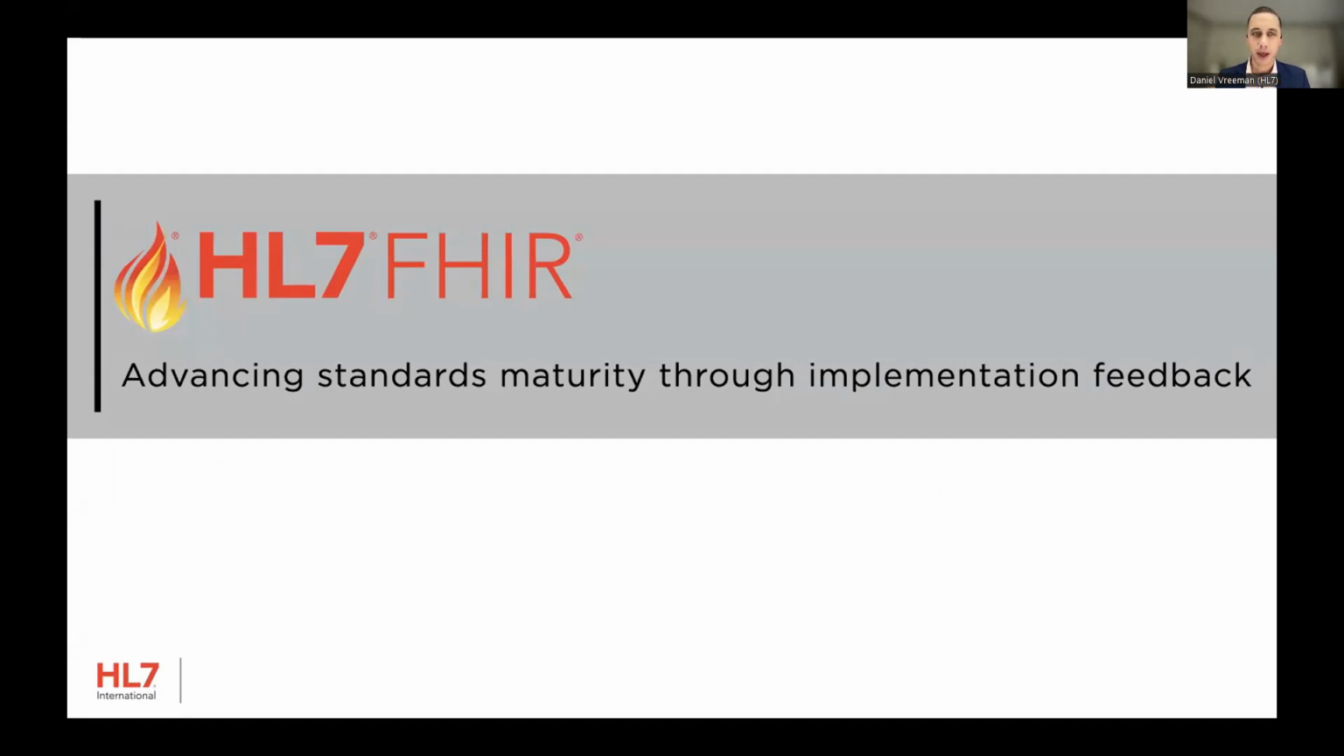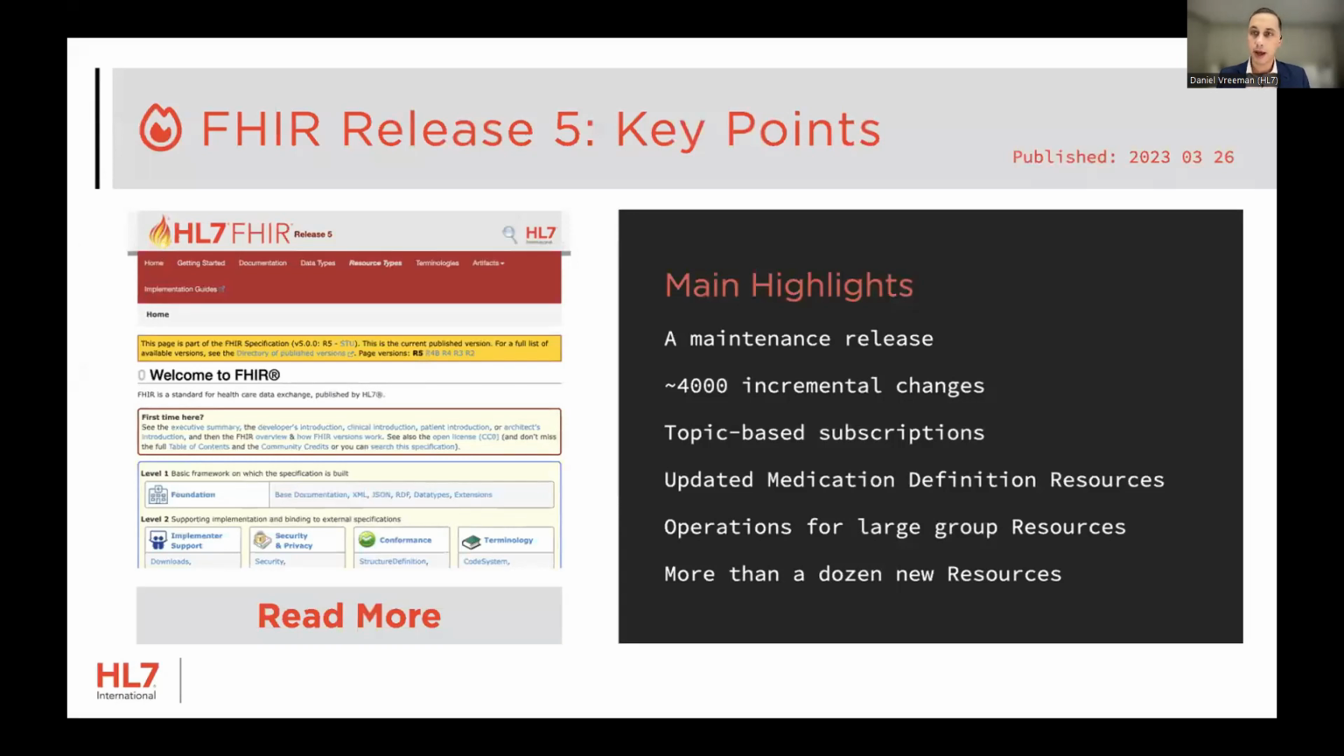So that gives you some sense of who is working on FHIR and what these projects are doing, just a small sample. I want to spend some time now talking about how the standard itself is maturing based on that implementation feedback. So I mentioned in the timeline of FHIR releases that FHIR Release 5 is our latest release. It was published in March of 2023, and it contains about 4,000 incremental changes, the majority of which came based on implementers who are using FHIR making feature requests.